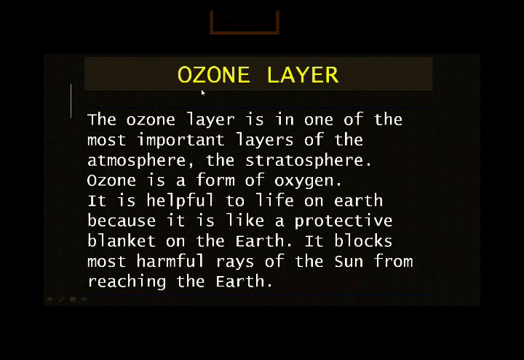What is the ozone layer? The ozone layer is one of the most important layers of the atmosphere, the stratosphere. Ozone is a form of oxygen. It is helpful to life on the earth because it is like a protective blanket on the earth. It blocks most harmful rays of the sun from reaching the earth. Is it clear, my dear? Okay. Now move to the next topic.